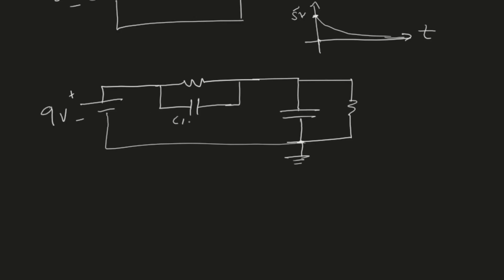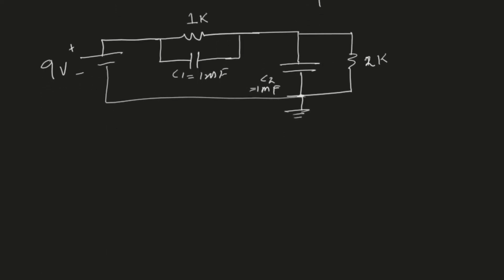Both of the capacitors, C1 and C2, are 1 millifarad. This resistor is 1 kilo ohm and this resistor is 2 kilo ohm. So they are slightly different. Now I want to solve this circuit and find out how much energy is stored in each capacitor. We will not be concerned about the transient. Calculation of the transient is beyond the scope of this course. Here we will only study the steady state.